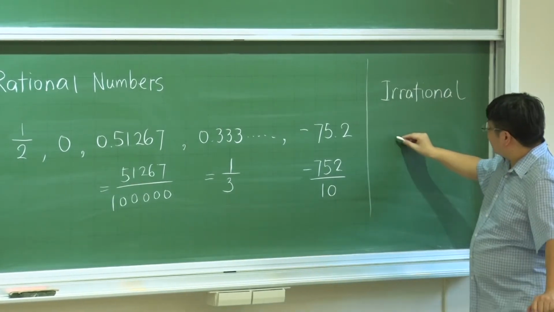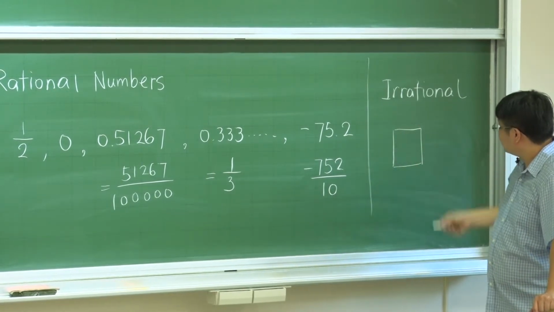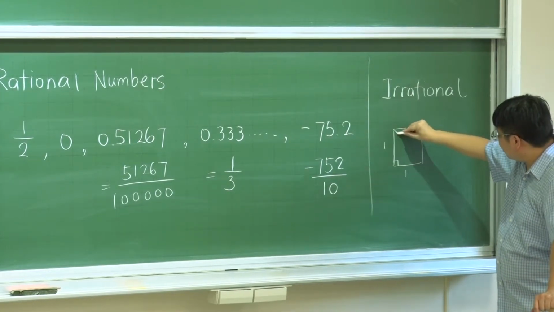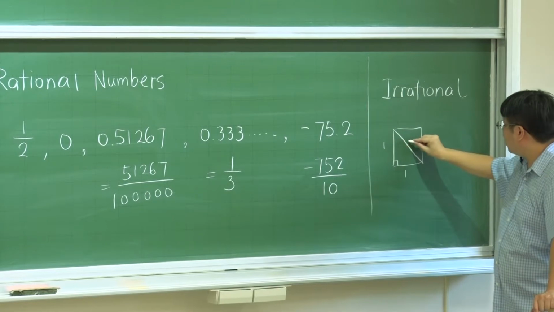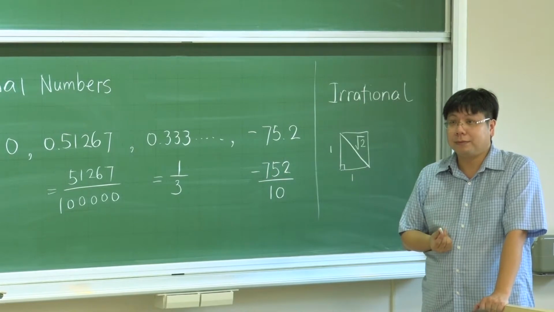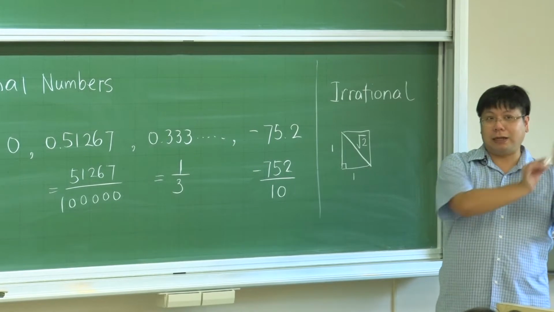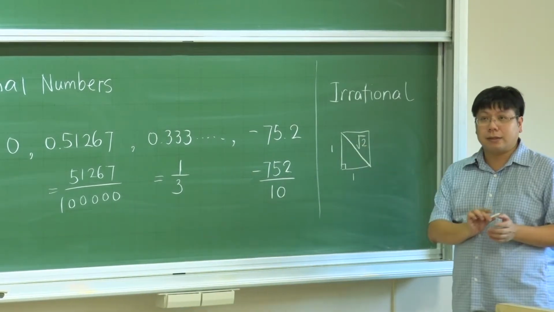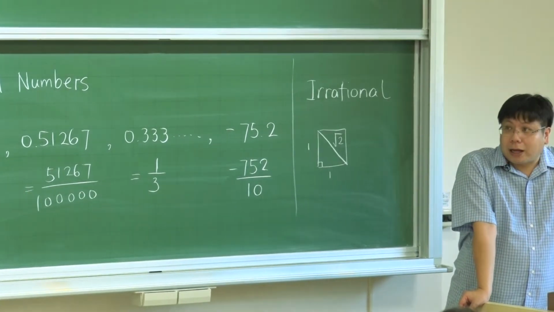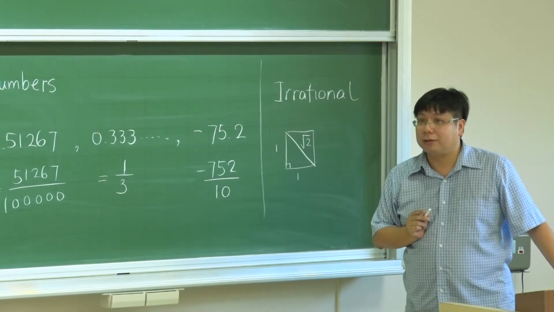But then, if you look at a square, let's say this is of length 1, this is of length 1. Then the diagonal will have square root 2 as its length, right? This is by the Pythagoras theorem. And then it turns out that no matter how you do this ratio, there is no way to express square root 2 as a ratio of two integers. In fact, we are now going to show that square root 2 is an irrational number. Okay, so how do we show this?